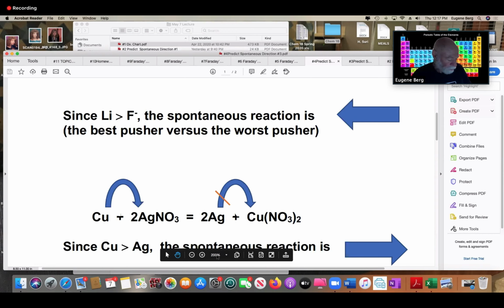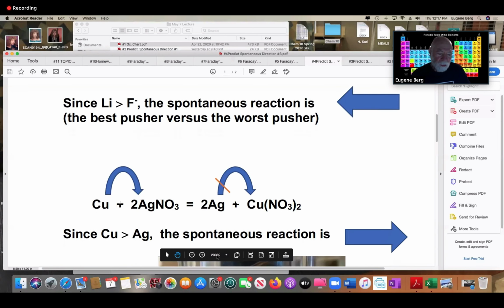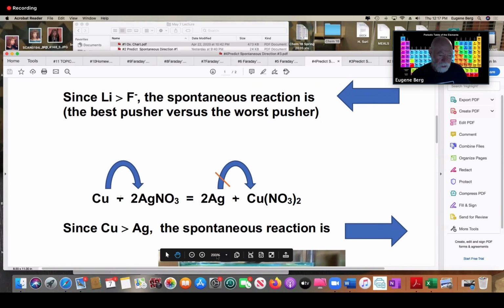And notice that copper is higher than silver. They're both on the lower part of the chart, but copper is about 4 down from hydrogen, and silver is way down there, about 3/4 of the way down. So I think you agree, copper would be the better reactant. Therefore, copper would react with silver nitrate.